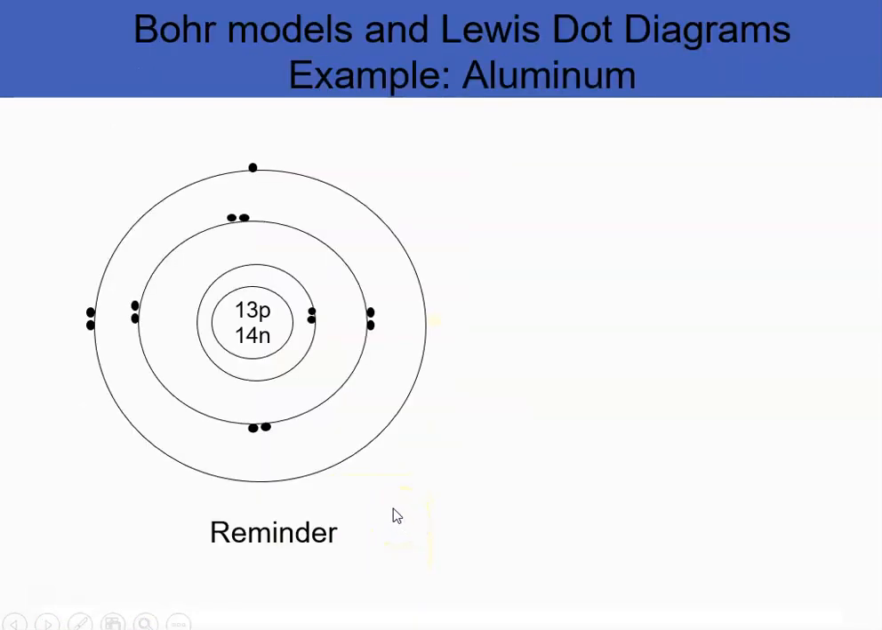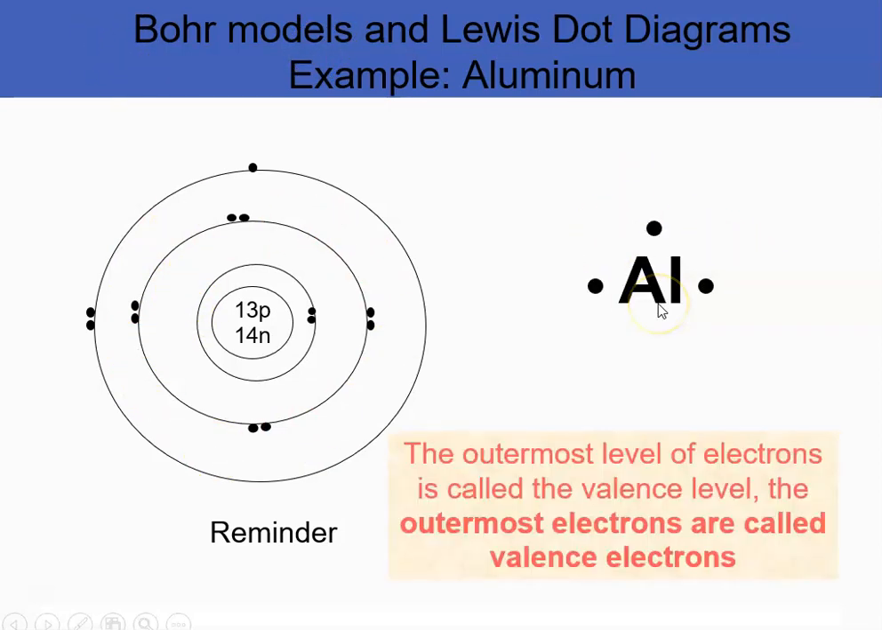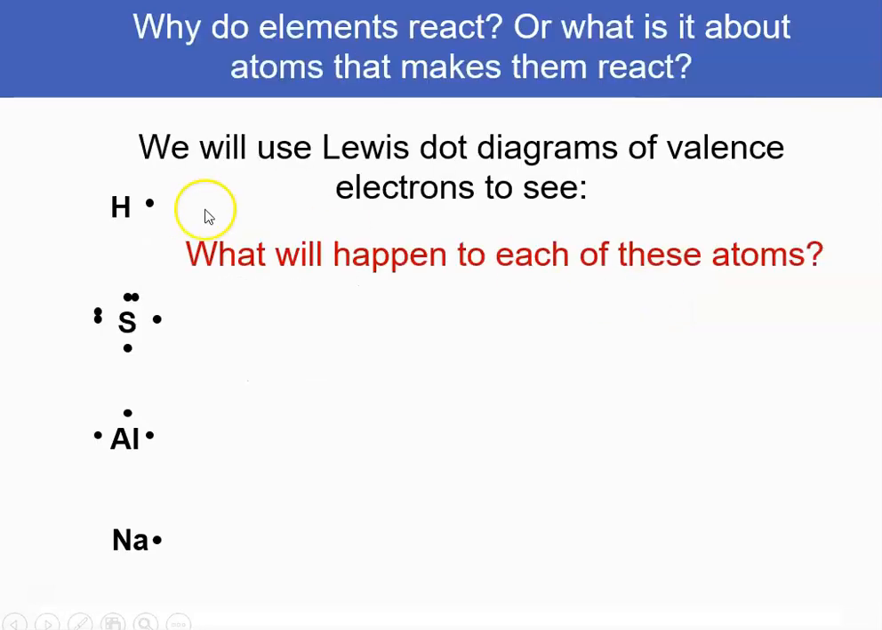So we can think about these bonds and what's being formed. We can think about them with the shell model, which is often called the Bohr model, or the Lewis dot diagram. So we'll do ourselves a little quiz. What is going to happen to each of these atoms? Are they going to react? Think about the fact that all atoms are going to make themselves like those noble gases with full valence electrons.